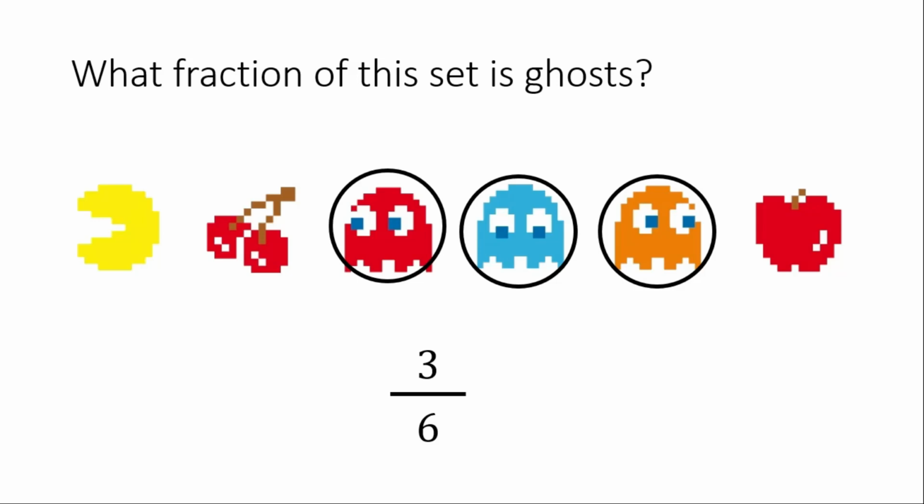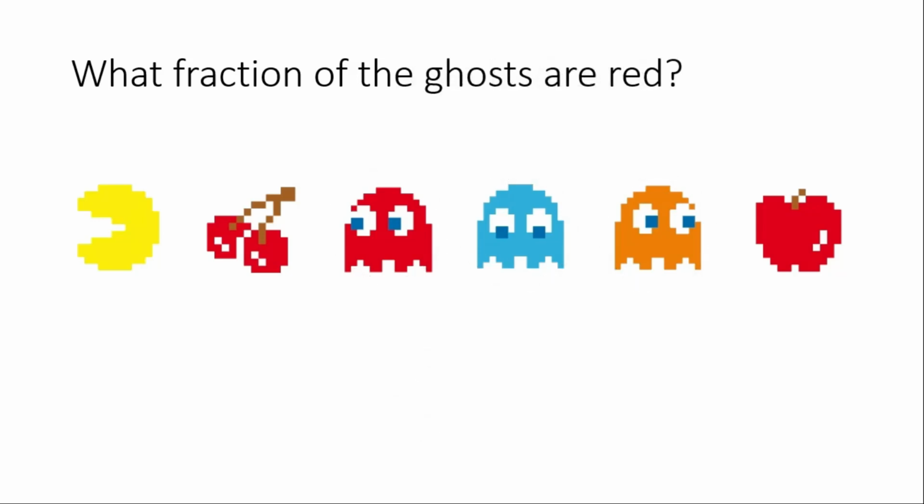Okay, so next question. This question is a little bit more tricky. It says, what fraction of the ghosts are red? Not what fraction of the entire screen of objects is red, but only what fraction of the ghosts are red. So we need to make a subset from the set. So let's circle just the ghosts, because it says what fraction of the ghosts. So circle the ghosts.